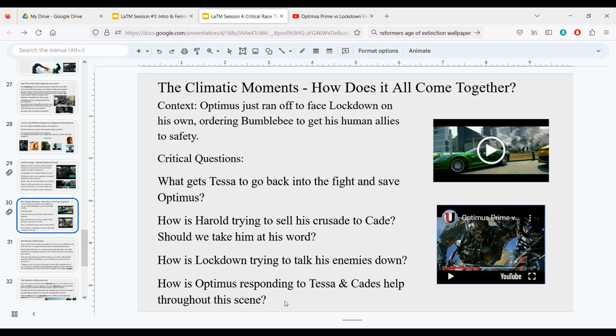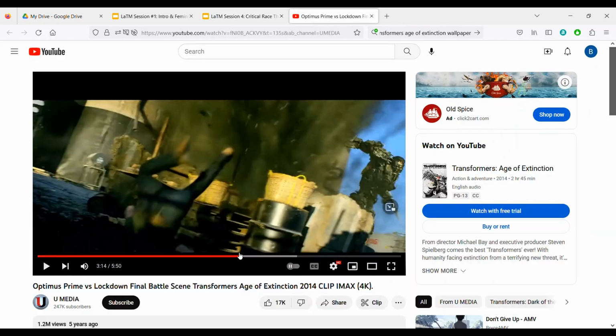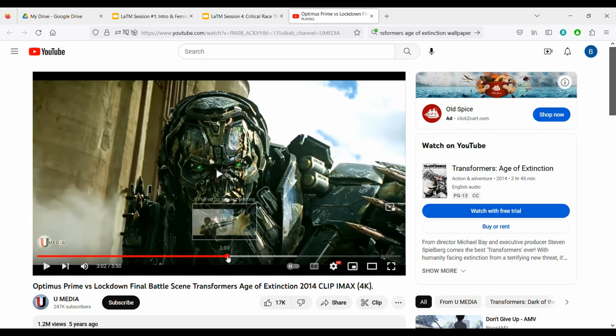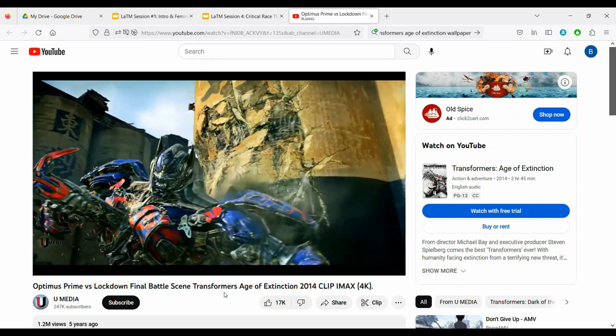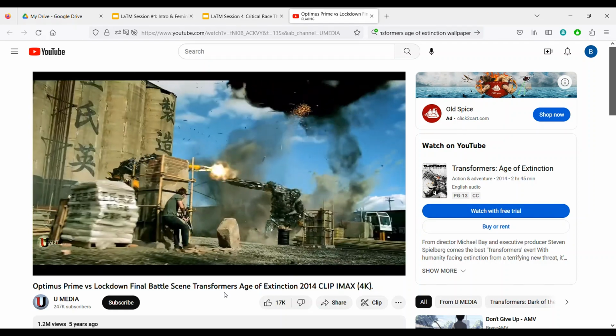And then how's Optimus responding to Tessa and Kate's help throughout this scene? Was he really responding? Yeah, he's saying, it's my favorite line, dude. Kate, get out of here! This is my fight!